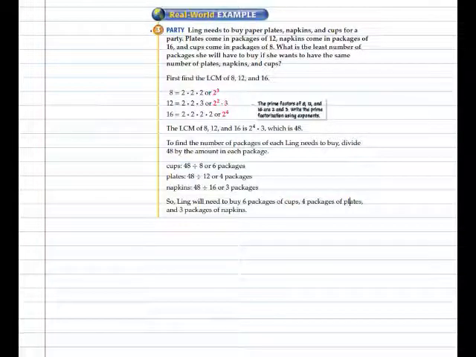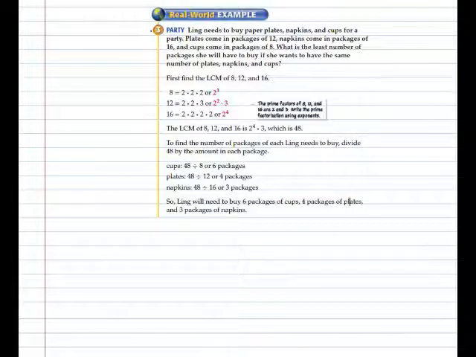Ling needs to buy paper plates, napkins, and cups for a party. Plates come in packages of 12, napkins come in packages of 16, and cups come in packages of 8. What is the least number of packages she will have to buy if she wants to have the same number of plates, napkins, and cups? What she's doing is finding the least common multiple of 8, 12, and 16.